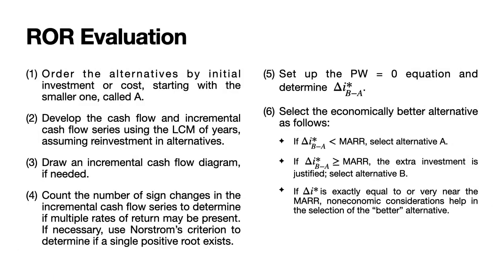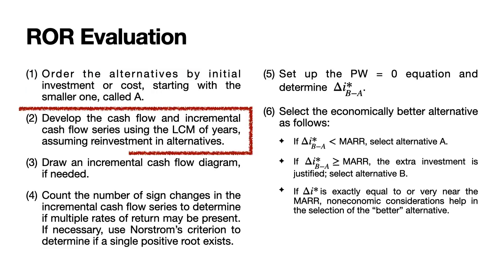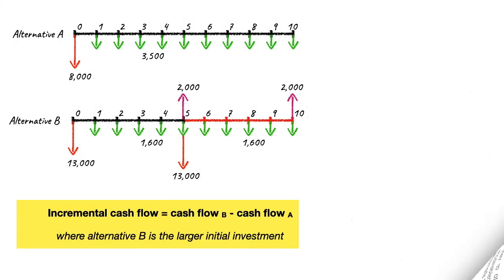In order to evaluate this problem using the ROR analysis, we need to follow the evaluation steps accordingly. Let's look at it one by one. In step 1, you need to order or rearrange the alternatives by initial investment or cost, starting with the smaller one. We call it A. And then in the second step, you have to develop the cash flow and incremental cash flow series using the LCM or least common multiplier of years, assuming reinvestment in alternatives.